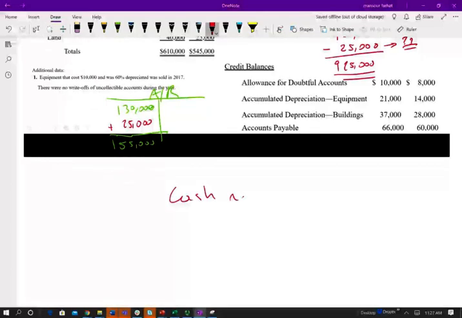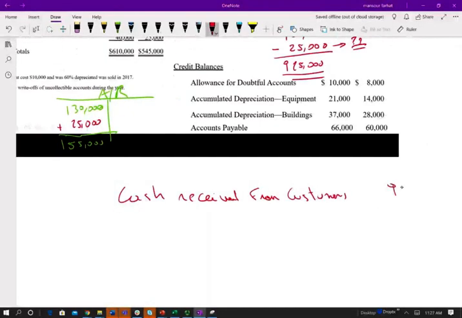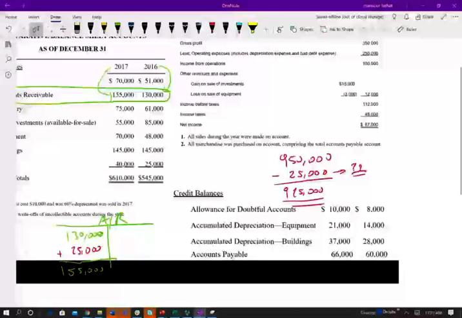So cash received from customers is 925,000, although my accrual sales is 950.